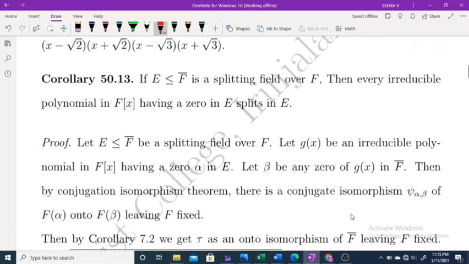So here we are saying if E is a splitting field over F, then every irreducible polynomial in F[x] having a zero in E splits in E. That polynomial you can factorize.